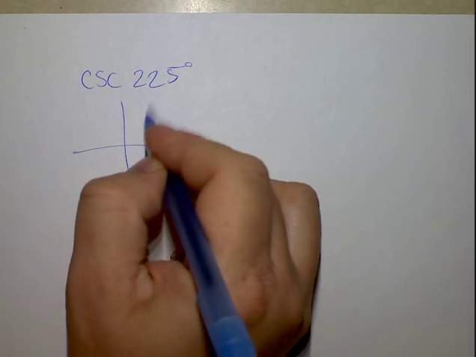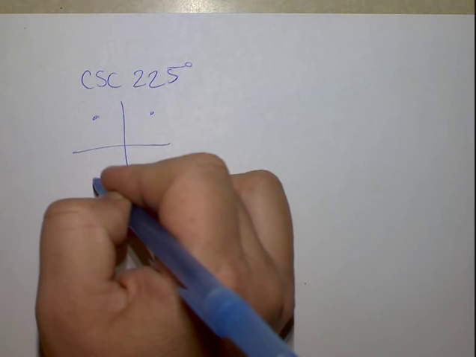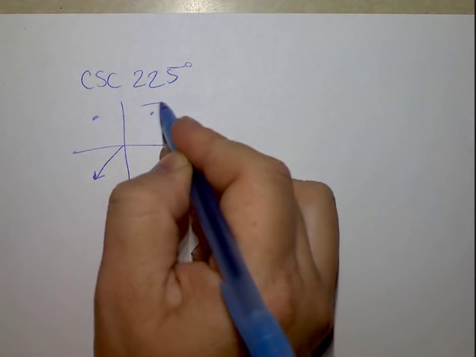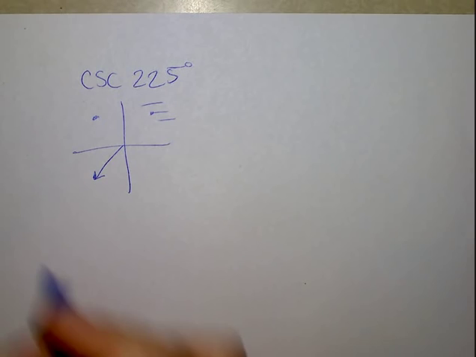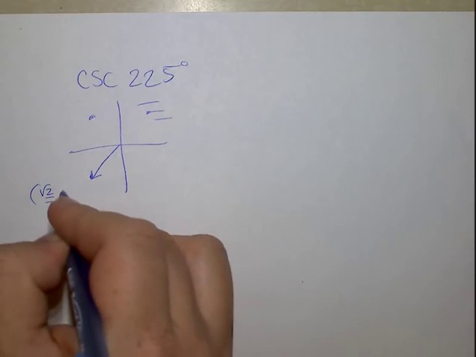225. Good. 225. Okay, let's start with this. Cosecant of 225 degrees. All right, you have 10 seconds to write down and identify the ordered pair for 225. 45, 135, 225. Is this reference angle top, middle, or bottom? It's middle, so radical 2 over 2 and radical 2 over 2.